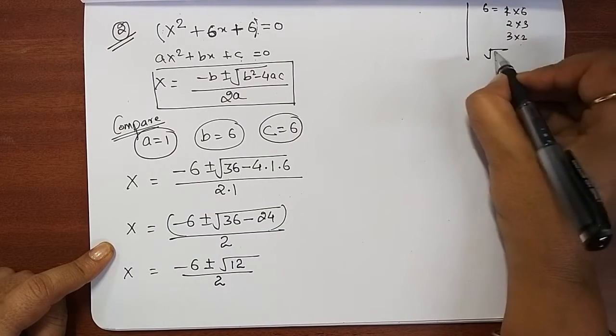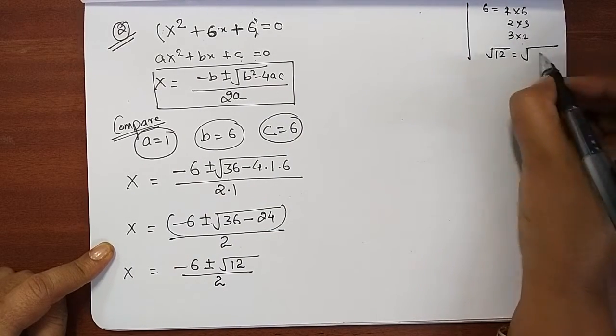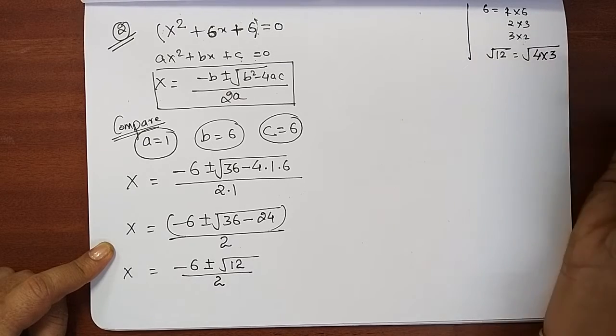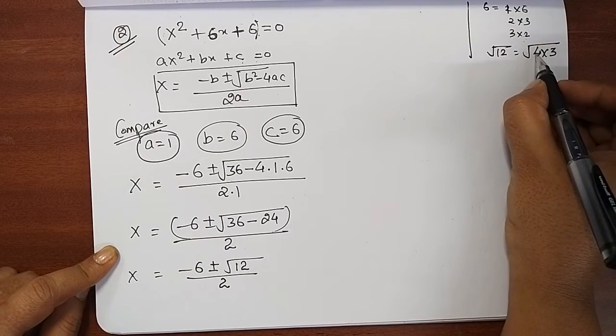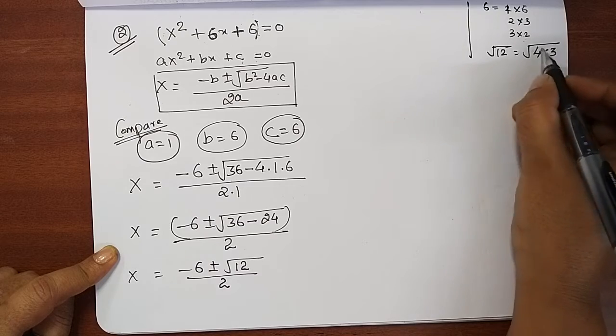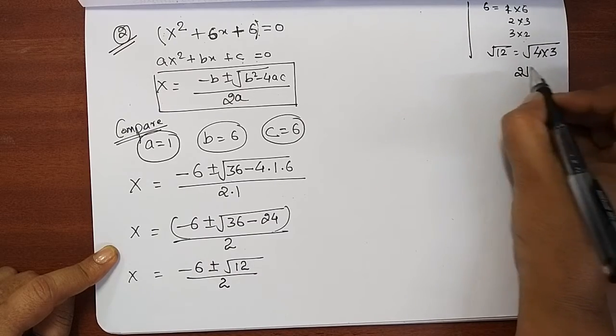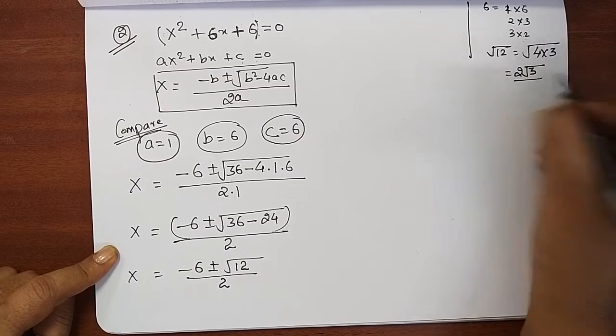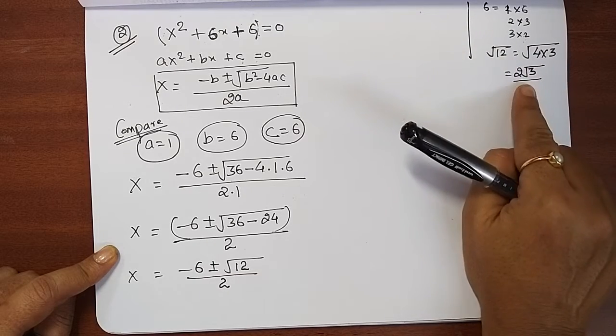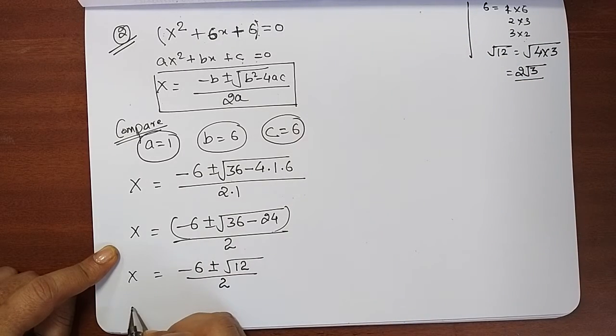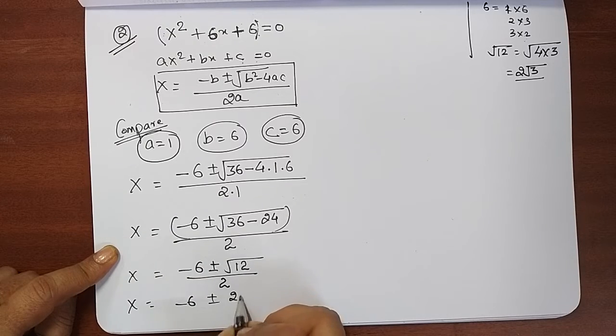Do you know what is root 12? Can I write root 12 as 4 into 3? Okay, 4 into 3. Out of 4, 2 will come out and 3 will remain there. So that is how we do root 12. Okay, so I can write x is equal to minus 6 plus minus 2 root 3 by 2.